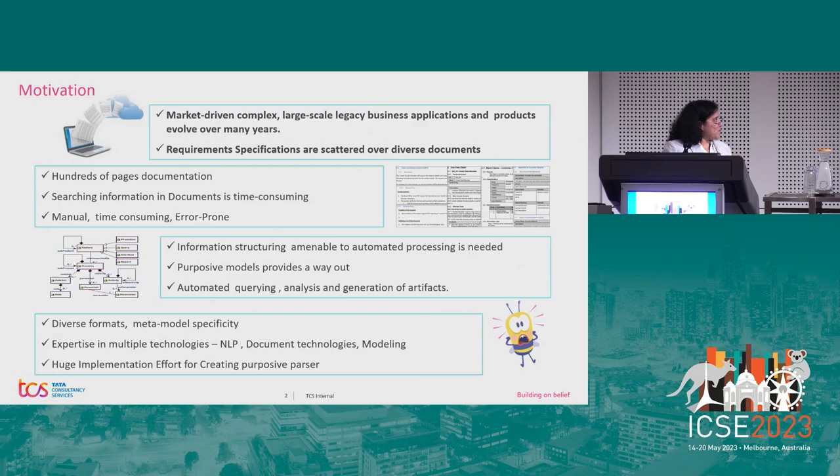I belong to a model-based community, and hence we thought of digitalizing the requirement specification document into a model. Model-based information organization enables automated querying, analysis, and also generation of SDLC artifacts. For automated model authoring from diverse documents, typically purpose-specific model extractors are implemented. For these, various skills and expertise are needed, like natural language processing, document technology, modeling, and so on. Developing a purpose-specific parser for each structural form involves huge effort.